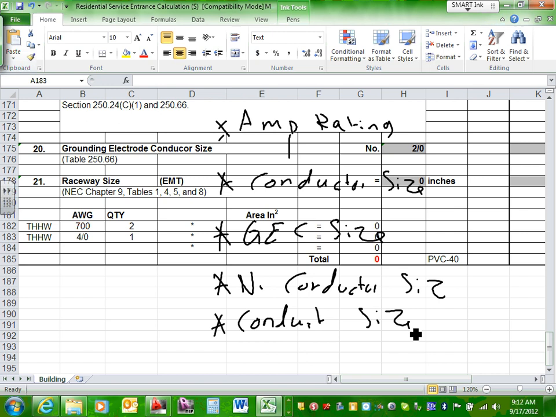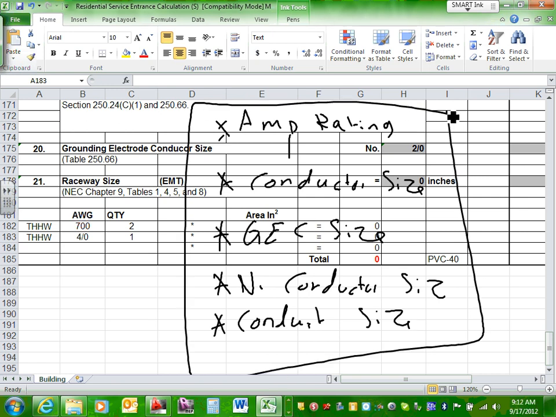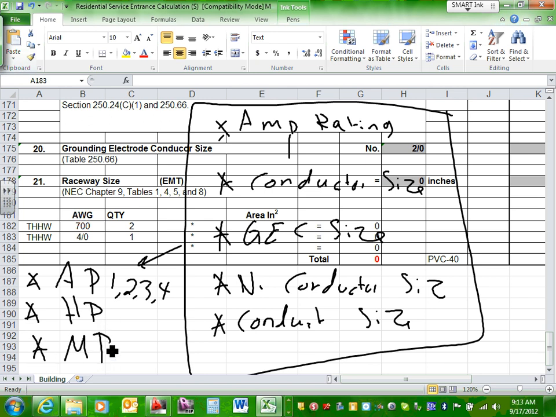For what? You're going to come up with all these for apartment panels 1, 2, 3, and 4. They're going to be identical, right? And then you're going to do it for the house panel, and you're going to do it for the main panel. So you're going to size all these for the main panel, the house panel, and apartment panels 1 through 4. Any questions, guys?